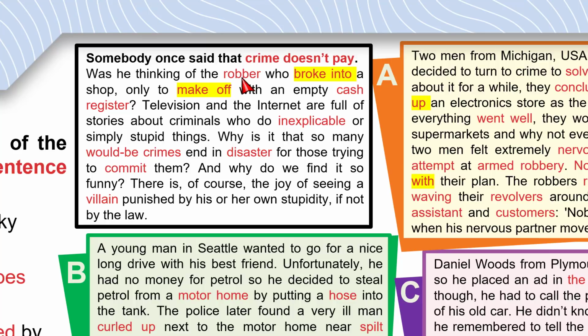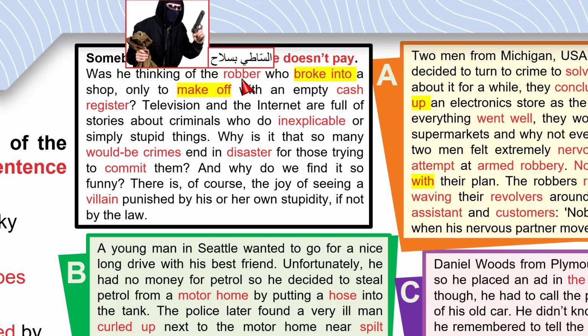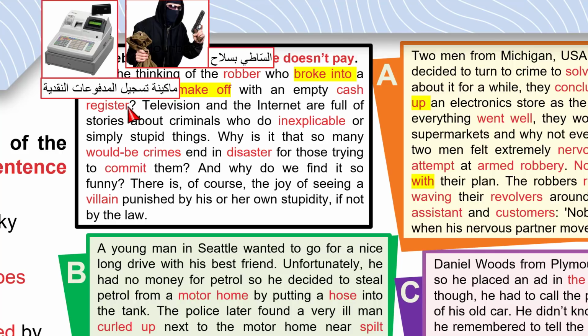A robber is someone who steals using a weapon. Give me the money or I'll shoot you, I'll kill you. Who broke into, when you break into a place, you illegally enter a shop only to make off, only to run away with an empty cash register. This is a cash register where you keep the cash.